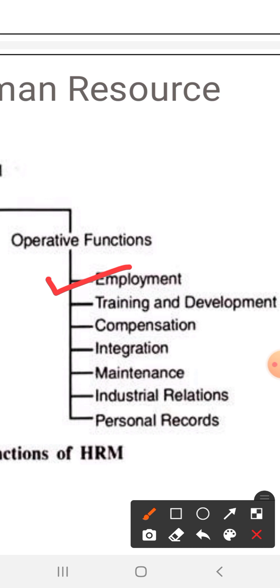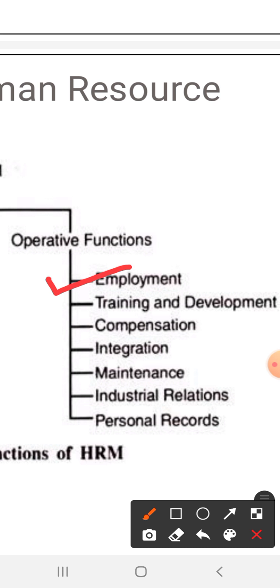What is job analysis? Job analysis is a process where we are discussing job description and specification. Job description means the roles and responsibilities to be performed while performing any job. Then job specification is the skills and qualifications that are required by a candidate to work as an employee.